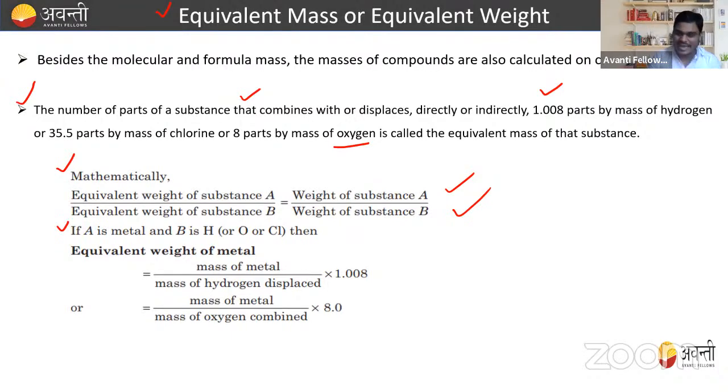So if anyone ever asks how you will calculate the equivalent weight of iron, or of a metal like chromium or manganese, we can calculate the equivalent weight of the metal by using this concept, that is, the mass of the metal divided by the mass of the hydrogen displaced, multiplied by 1.008. I hope it is clear to everyone.